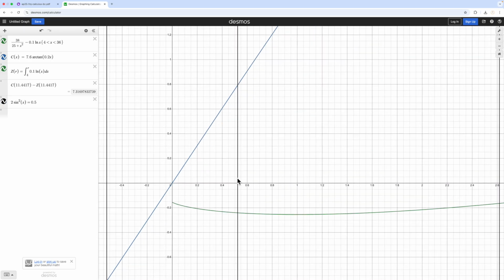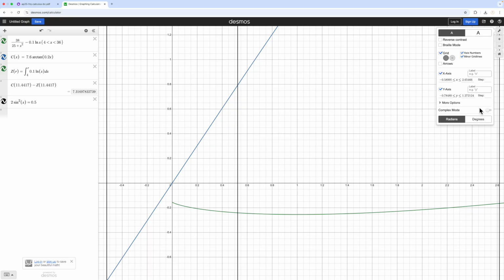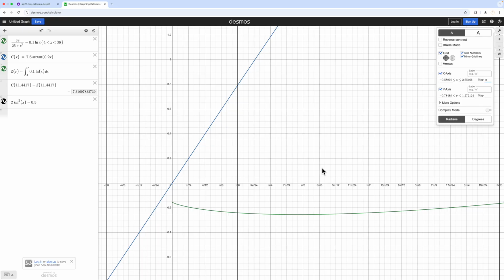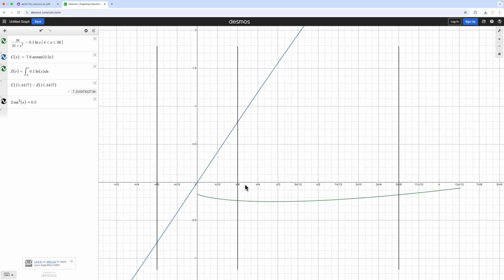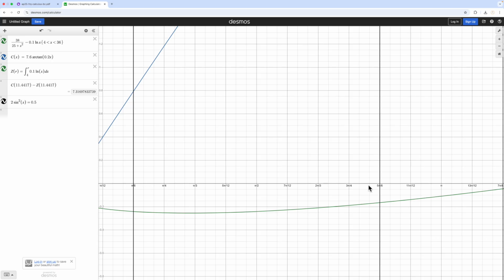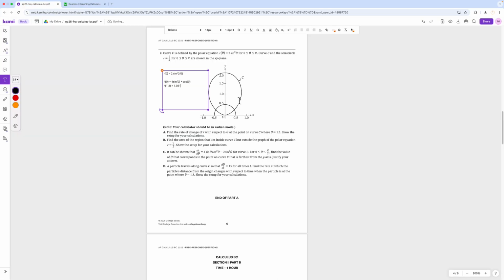And let's try and solve for this. So we need to solve for theta. If I set my step to x, we can see that pi over 6 and 5 pi over 6 are the bounds for our intersections here. So this would be pi over 6 and this would be 5 pi over 6. So what do we do from here?